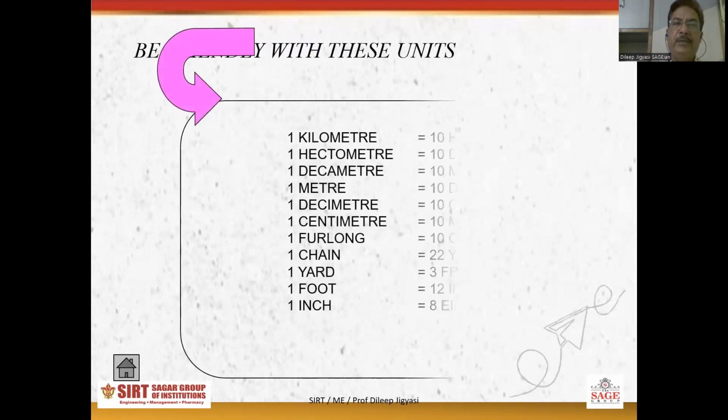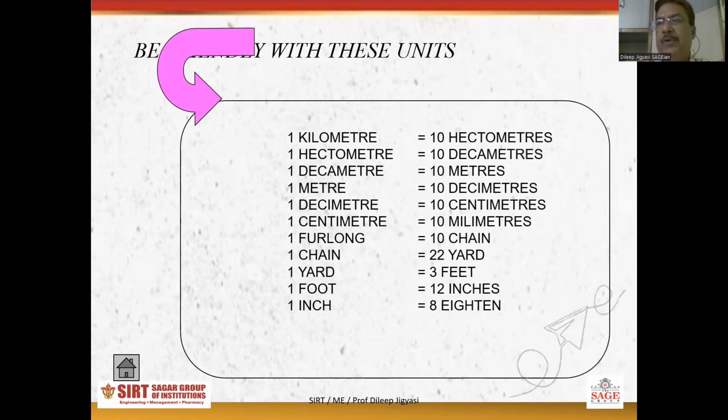Again, I want to tell you about the units. Nowadays, we normally use the SI system. In the SI system, the minimum unit for measurement is the millimeter, and some conversions are given here: 1 centimeter equals 10 mm, 1 decimeter equals 10 centimeter, 1 meter equals 10 decimeter, 1 decameter equals 10 meter, 1 hectometer equals 10 decameter, and 1 kilometer equals 10 hectometer. So you know that in the SI system, all those units are in multiples of 10.